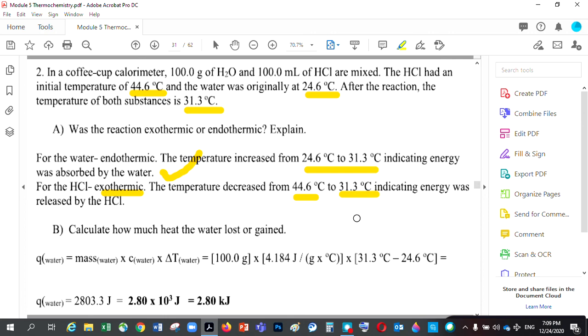Now we calculate how much heat the water lost or gained. It turns out to be the mass of H2O, which is 100 grams, times the specific heat of H2O, 4.148 joules per gram degree Celsius, times the temperature change, 31 minus 24 degrees Celsius. Correct? It came out to be positive, and this is endothermic for H2O. But the overall reaction, the dilution or solution heat, will be negative when we consider the HCl.